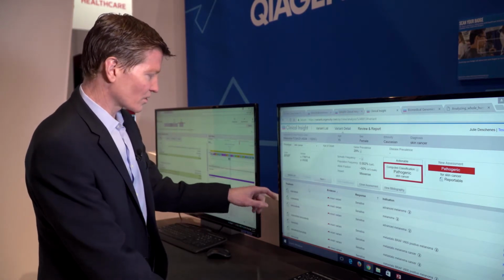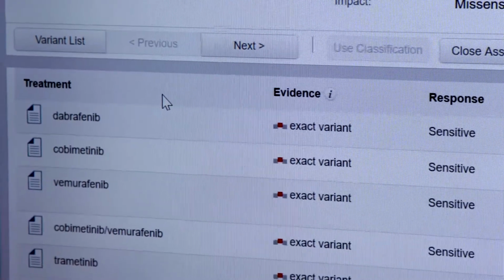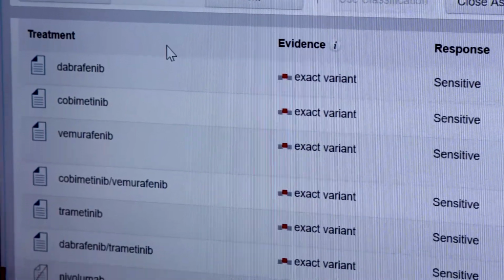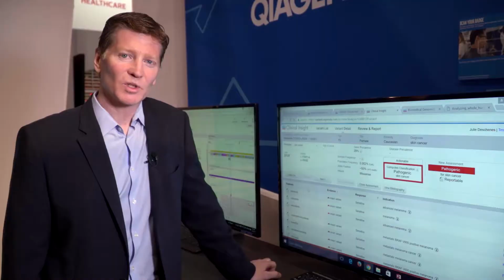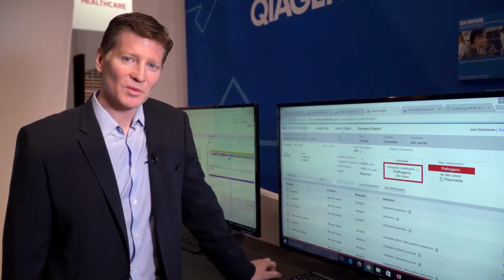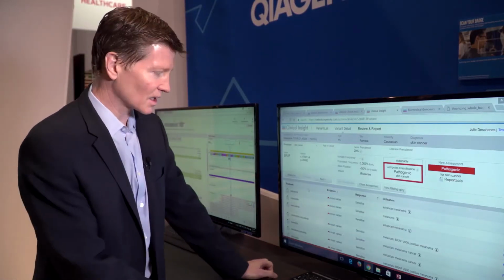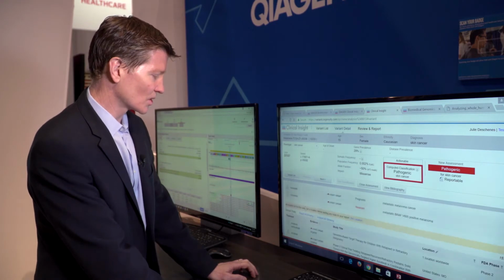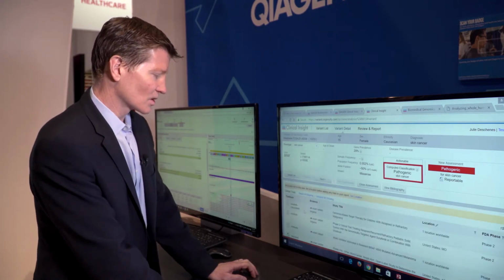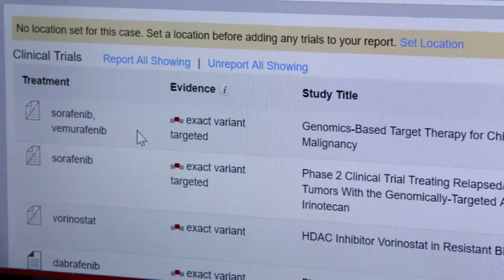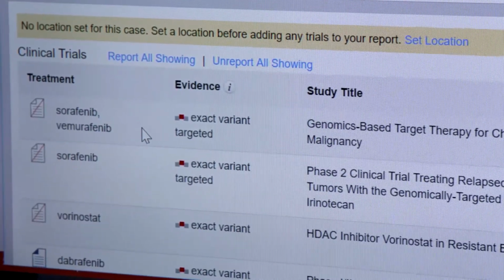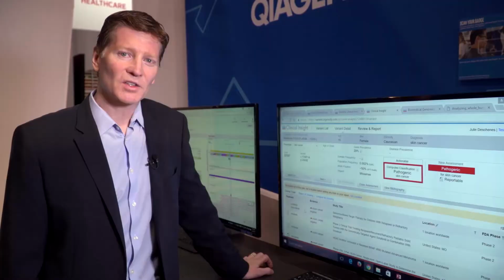What they can review is known treatment options. These treatment options can be FDA approved for the patient-specific cancer type. They can be FDA approved in other cancer types. They can also identify any potential clinical trials for which this patient may be eligible if there are not known FDA approved therapies for the patient's cancer type.